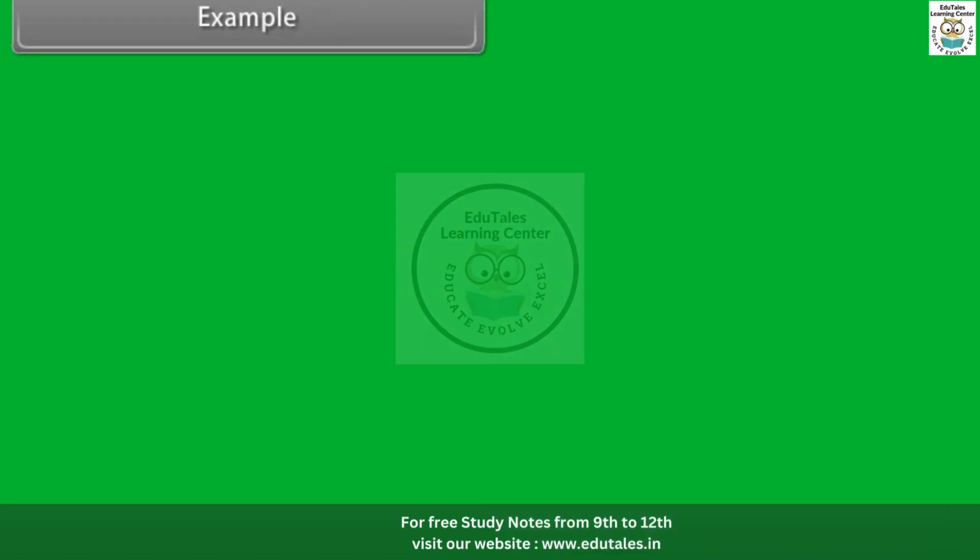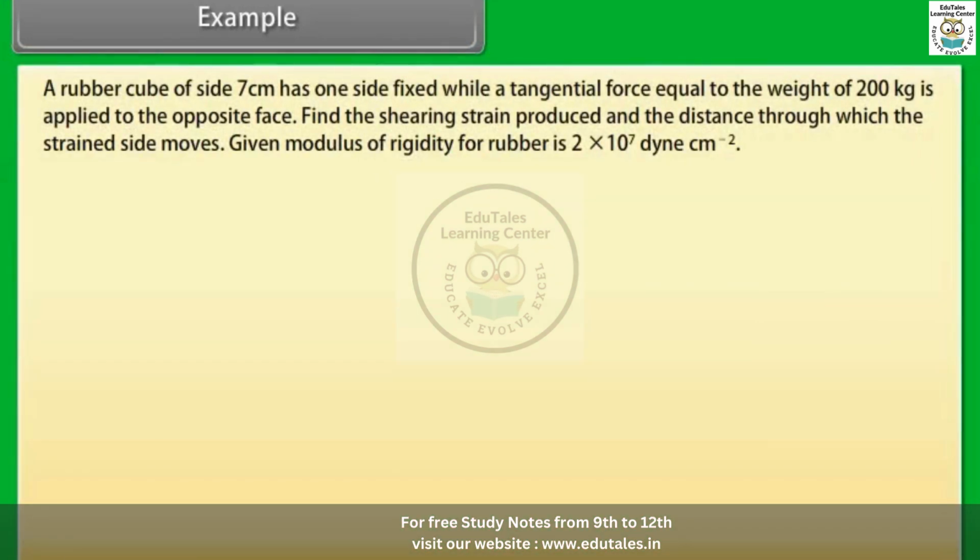Example. Let's take an example of elastic moduli. A rubber cube of side 7 cm has one side fixed with the tangential force equal to the weight of 200 kg is applied to the opposite face. Find the shearing strain produced and the distance through which the strained side moves. Given modulus of rigidity for rubber is 2 into 10 raised to the power 7 dyne per centimeter square.